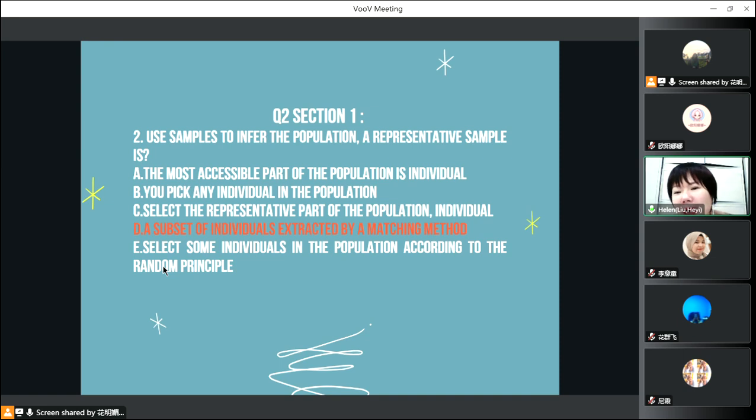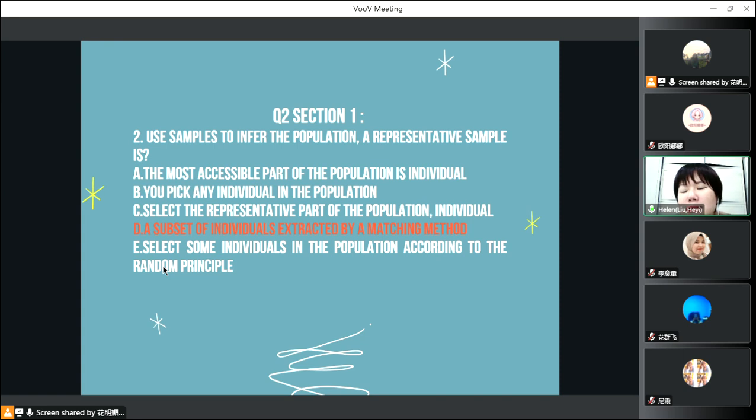In any condition, when we choose a sample, or select some data or individuals from the population, we have to follow the random principle.